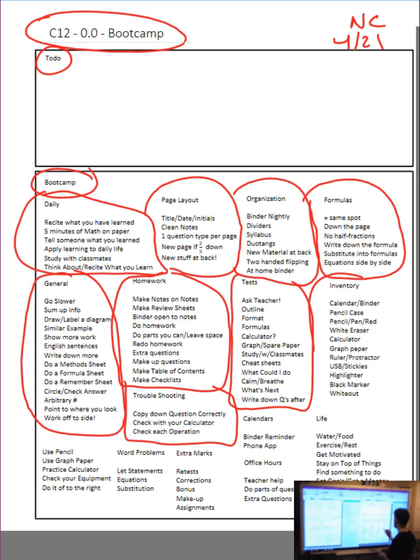All right, off to the right, inventory. So we're going to have a pencil case. We're going to have a calendar, binder reminder, or whichever. Pencil, black pen, and a red pen, or a blue pen and a red pen. Pens are nicer to write English sentences sometimes. Definitely have a pencil to do most of your math. But then the red pen to circle stuff because it'll stand out easier.